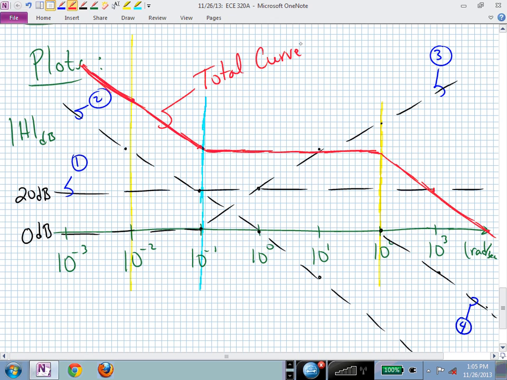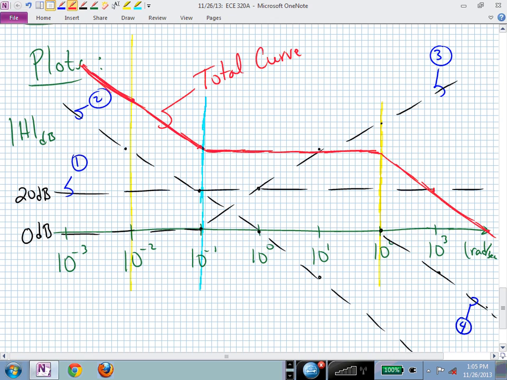Is it clear where that came from and how we sketched it? This is what you would see produced from MATLAB. It would generate that red curve, and it would be more accurate. It would have more accurate values at each of these little kinks. This is just a straight line approximation. Questions on where that came from?